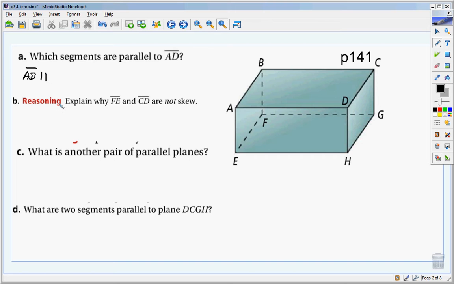somebody want to say one? EH, I buy that. AD is parallel to EH. Yep. BC.